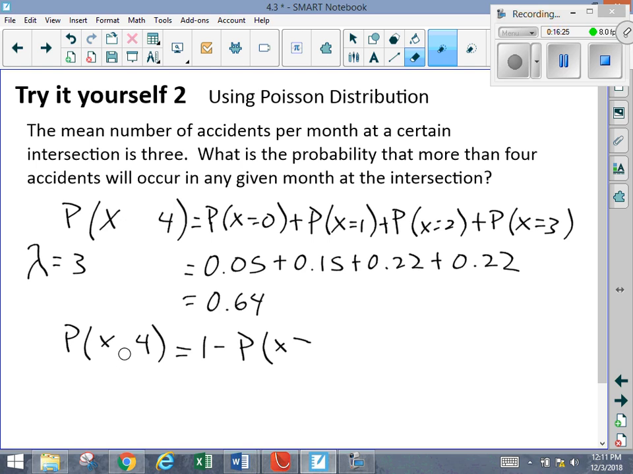Sorry. The probability that x is greater than 4. It's going to be the probability that x is less than 4, which is going to be 0.366.